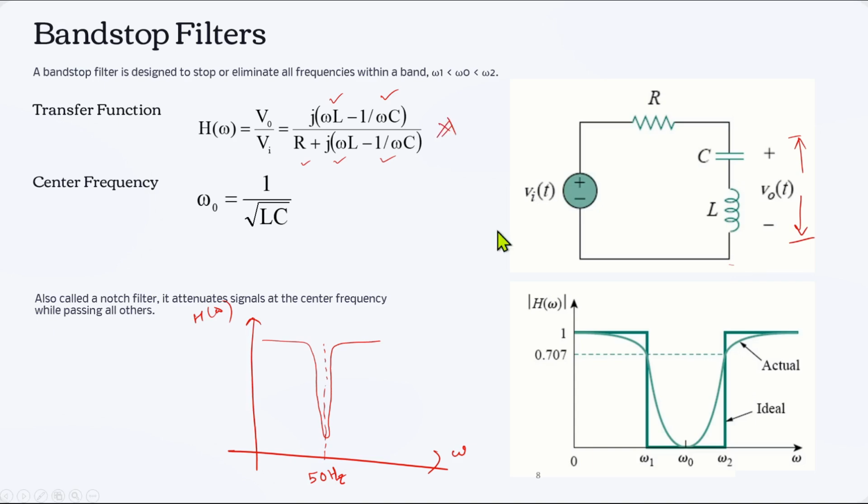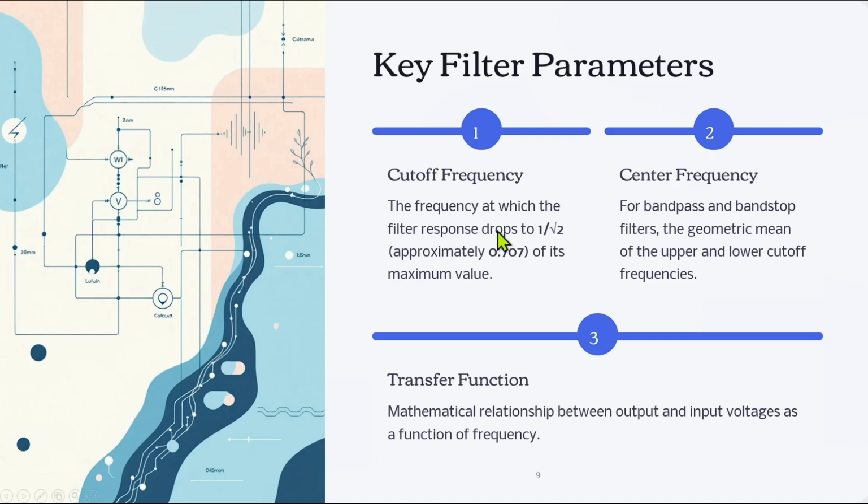So now let's see what are the key parameters that we have to keep in mind during the design of these filters. The first thing is the cutoff frequency, and we have observed that the cutoff frequency lies at an amplitude of 1 by root 2, or 0.707. Then the center frequency in the case of band pass and band reject is nothing but the geometric mean of the upper and lower cutoff frequencies, right?